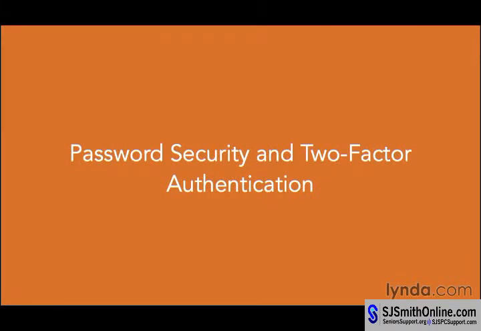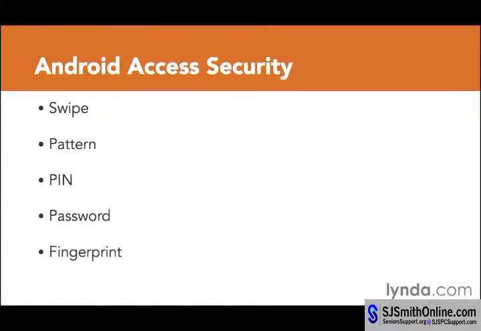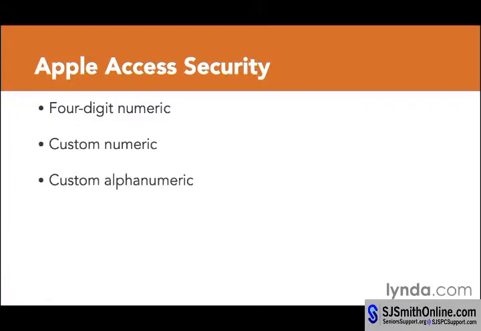Security on my mobile device begins with basic device access. Most devices will allow use without setting up security. However, it is now common practice for device manufacturers to nudge me toward the use of secure access when I'm initially setting up a device. For Android devices, access can be either through a swipe, pattern, PIN, password, or fingerprint. On an Apple device, I can set access security using a 4-digit numeric code, custom numeric code, custom alphanumeric code, or Touch ID where it is available.